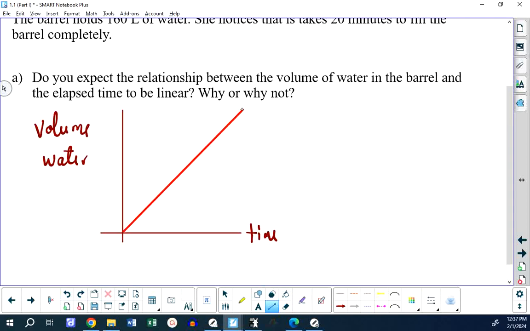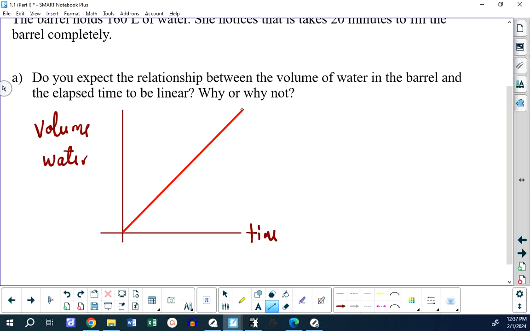Will that be a linear relation? Will it be linear, do you think? So how many of you, just by a show of hands, would say yes, it's going to be linear? Okay. How many of you could explain why? And it is going to be linear.